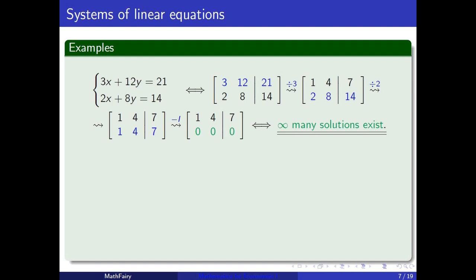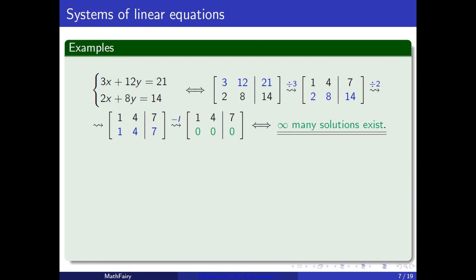In the next example, let's solve the system of linear equations 3x plus 12y equals 21 and 2x plus 8y equals 14. Again, we can rewrite this system of linear equations as just the augmented coefficient matrix. And here we can divide the first row by 3 and we can divide the second row by 2, giving us 1, 4, 7, 1, 4, 7 in both rows. Notice that both of these rows contain the same information, or in other words, I could say that we subtract the first row from the second one, leaving us with a full 0 row in the second row.